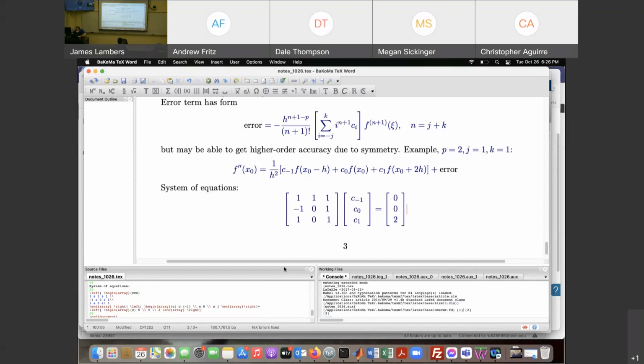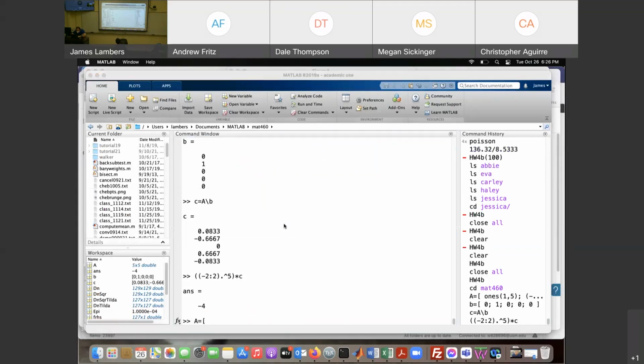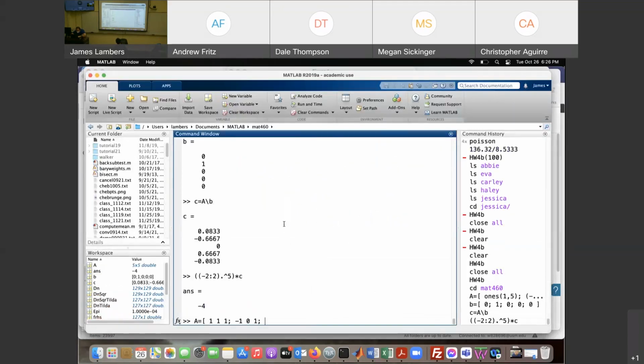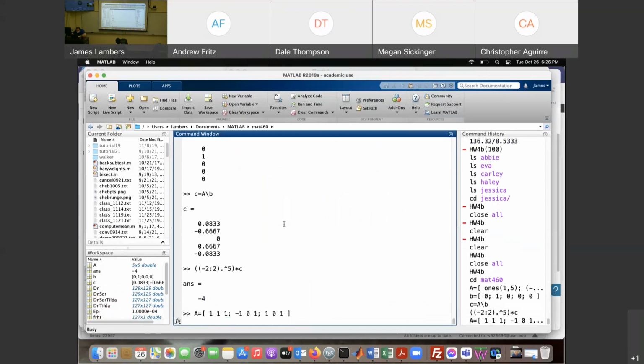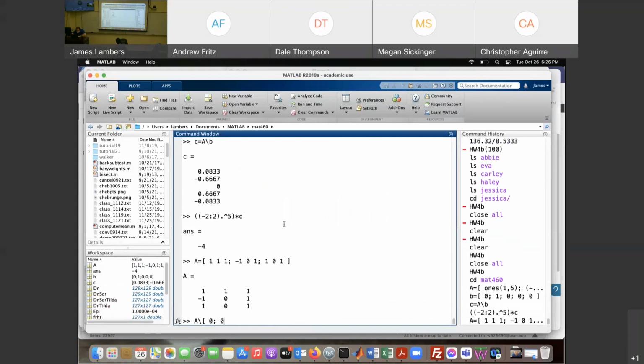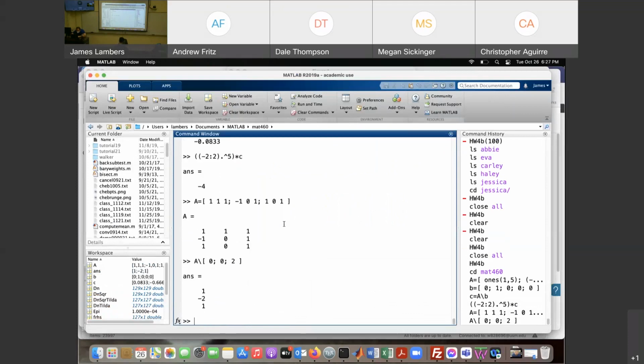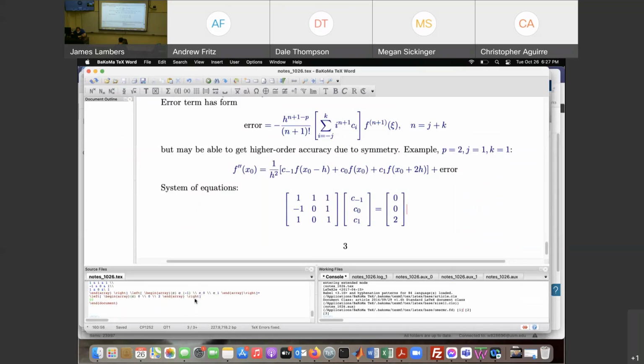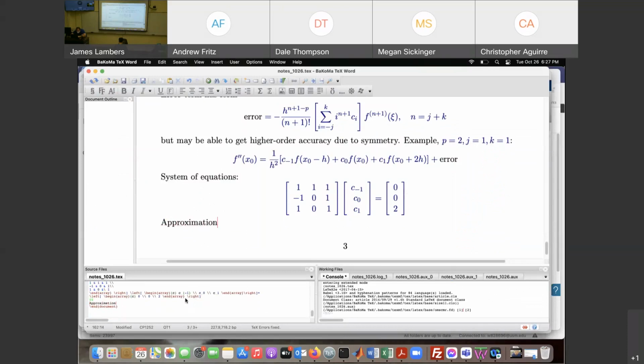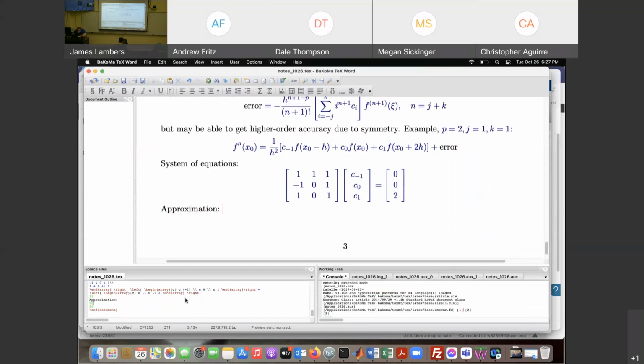Okay. All right, so now what I can do, if I go ahead and put the system into Matlab, is 1, 1, 1, 0, 0, 0, 1, 1, 2. And these are the coefficients that I would expect. So now my approximation is f double prime at x naught. This is the centered difference.